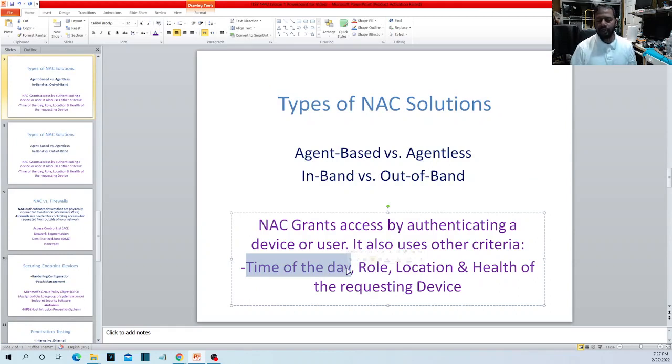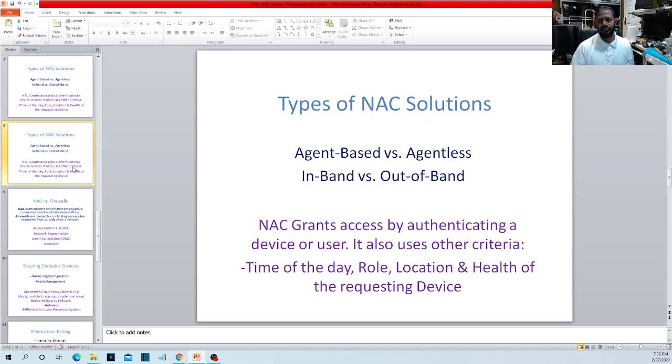You can allow only users who have a certain kind of role, or based on where they are physically located in the world. Or the health of the requesting device, meaning the laptop or the tablet or the phone that is trying to connect. If that phone is compromised or malware infected, it's going to check the health of that device before giving access to it. Okay, next.